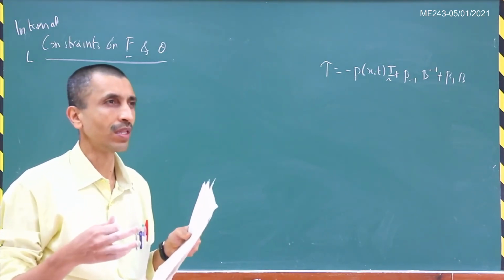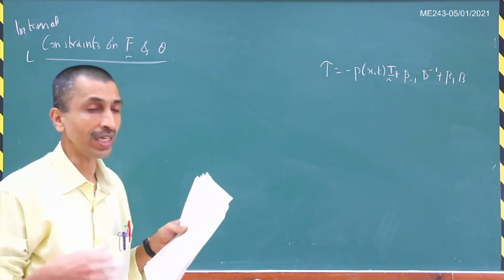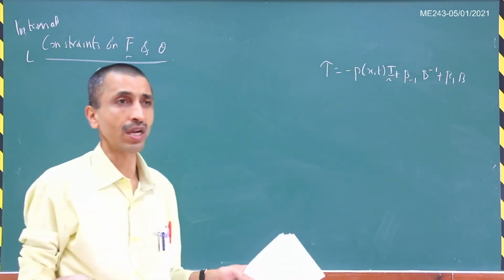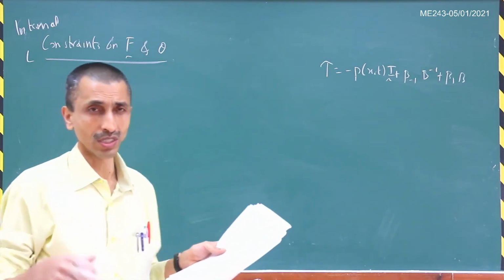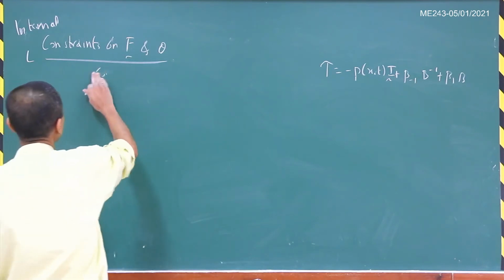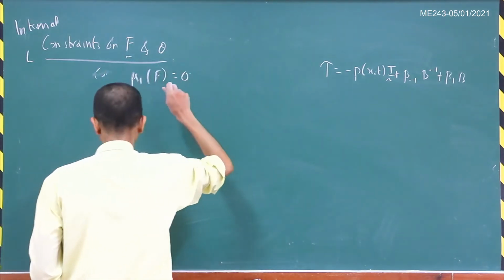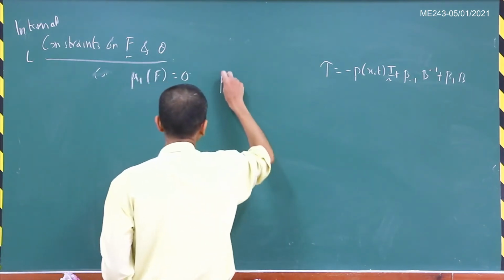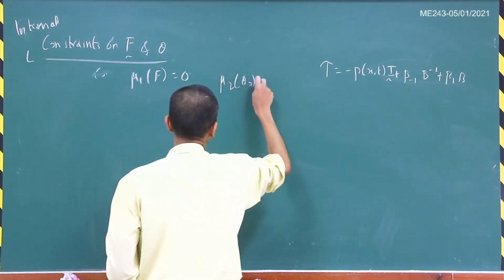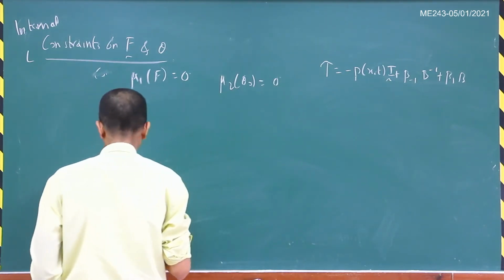So, for example, the rubber type materials are almost incompressible, right? And so that is an internal constraint. That is not an external constraint that we are putting on the structure, such as roller supports or things like that. So here these internal constraints, let us consider them in the form of mu1 of F equal to 0 and mu2 of theta naught equal to 0. So let us consider the constraints to be of this particular type.